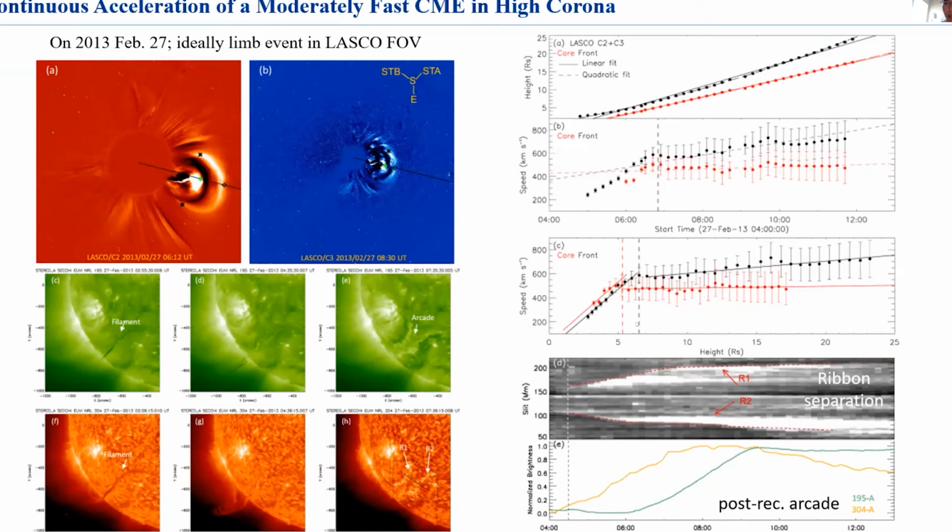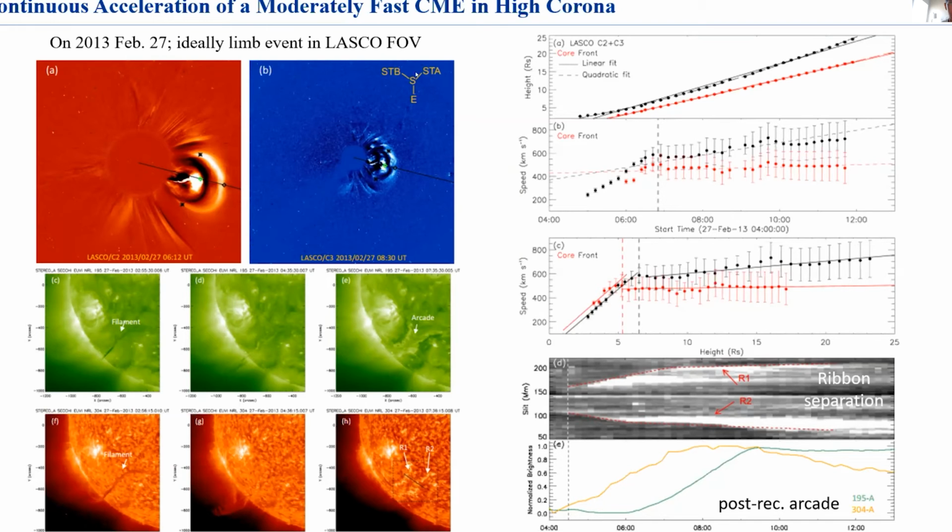from like 5 or 6 solar radii to 25 solar radii, even though the CME speed is large, around 600 to 700 km per second, and faster than the solar wind speed. So the result shows that this is a moderately fast CME with speed larger than the solar wind speed, and it has continuous acceleration in the high corona from around 10 to 25 solar radii. Then we go back to the eruption observations on the solar surface by STEREO A.